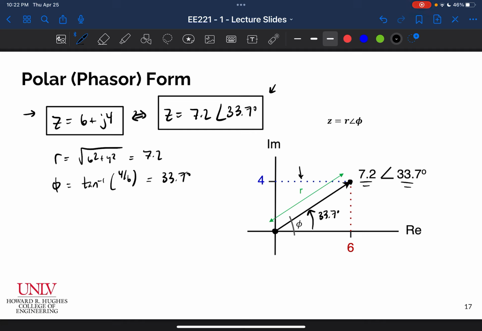If you remember correctly, if I wanted to get my x and y values, or in this case my real and imaginary components, back from this complex number, I could say x is equal to r times the cosine of the angle, which is 7.2 times the cosine of 33.7, and I would get a value of 6. And y is equal to 7.2 times the sine of that angle, and I would get 4. So the same equations apply, which is nice.